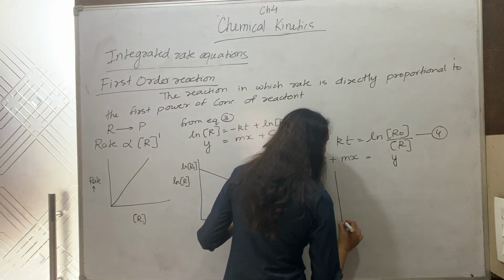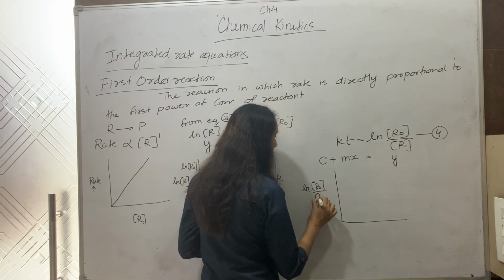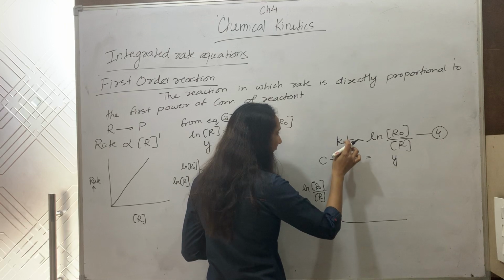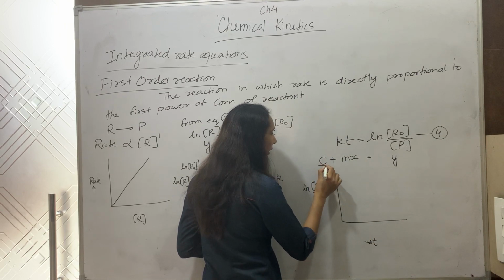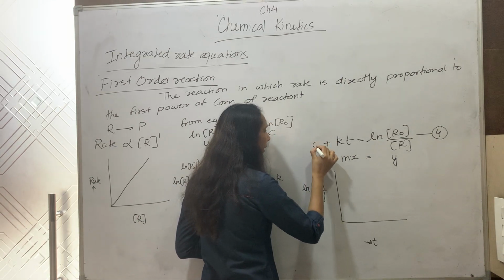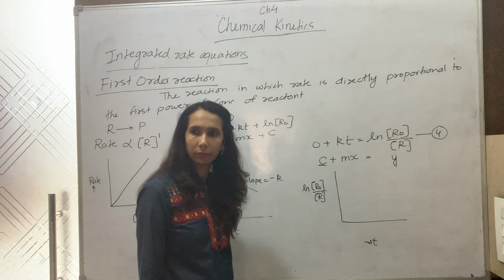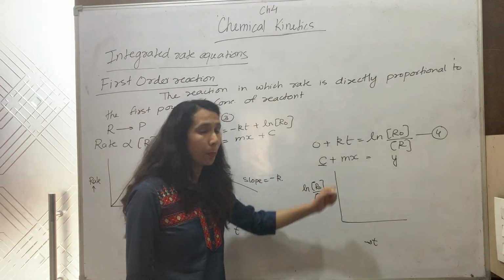What is y in this case? Y is ln R naught upon R. What is x in this case? T. Can you see? There is no c here. So what do we consider c here? 0. So intercept is 0 and slope is k.